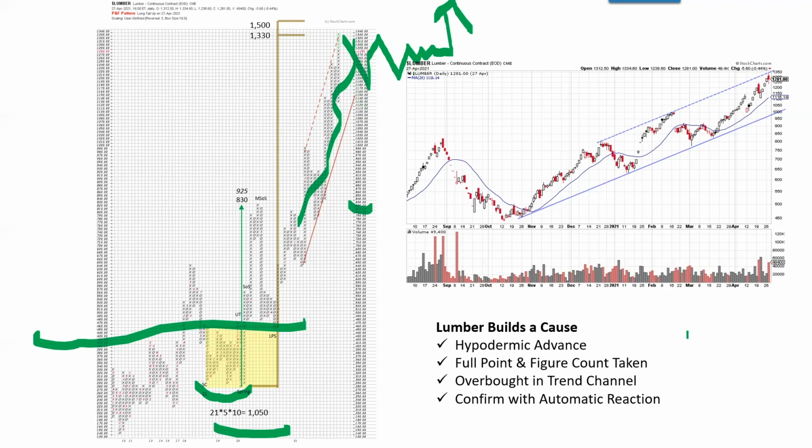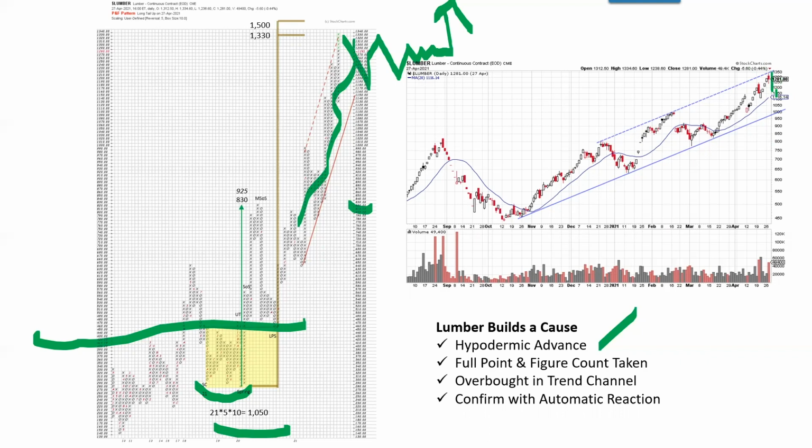Here is, and calling this potentially a hypodermic advance, overbought condition in the trend channel, and this would be confirmed with an automatic reaction. It's already, since this chart was printed, had a bit of a pullback.